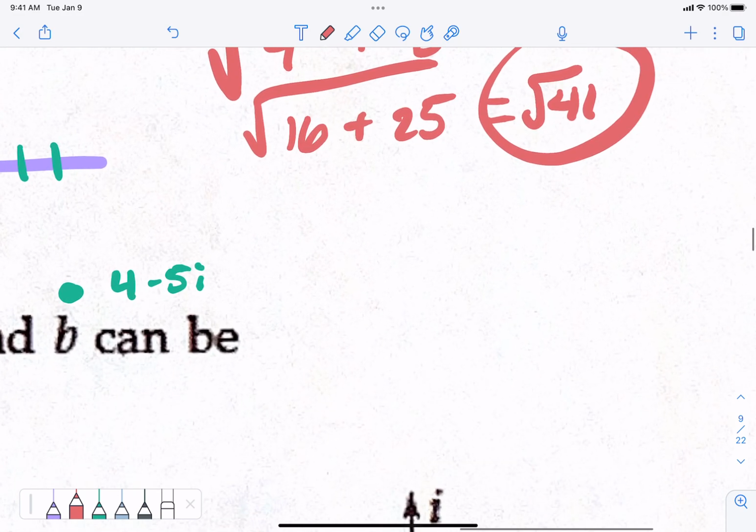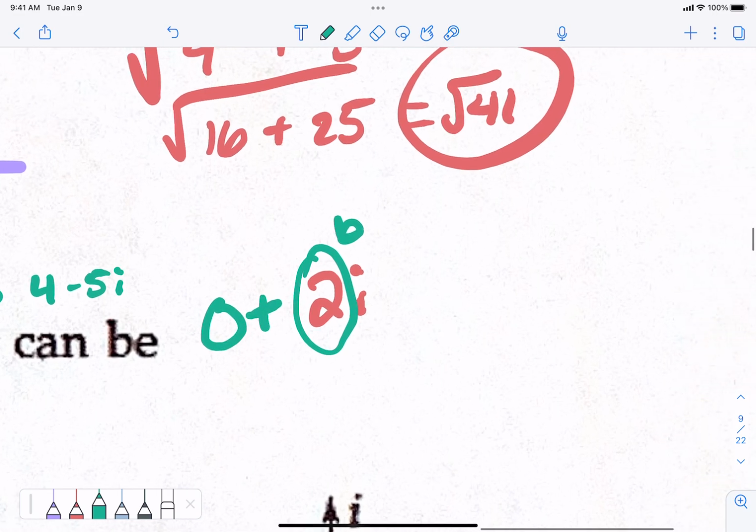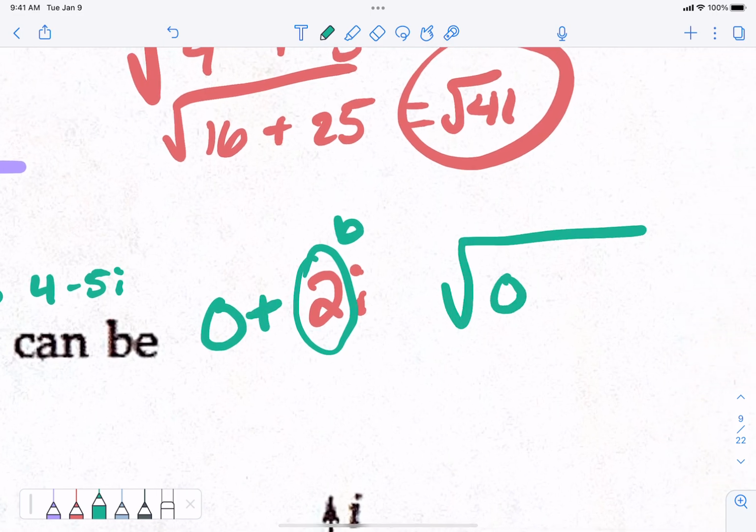So if it does come out nicely, we just put the number. Like, let's say we have 2i, like we had before. Is 2 the a value or the b value? B, right. What's the a value? 0. So we would do the square root of 0 squared plus 2 squared, which is 4, the square root of 4, which is 2.